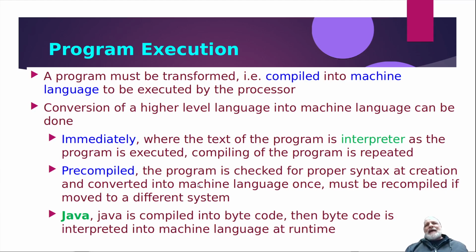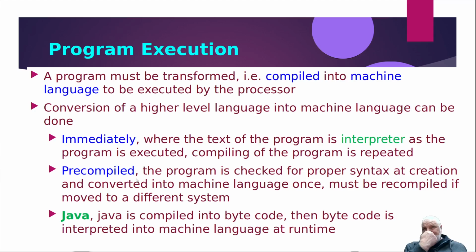But we can do that immediately, right before it gets executed, which is called an interpreter. So the idea is you can have a converter tool or compiler that's going to convert it from the general text into the machine language just before it's executed, or you can compile it ahead of time.